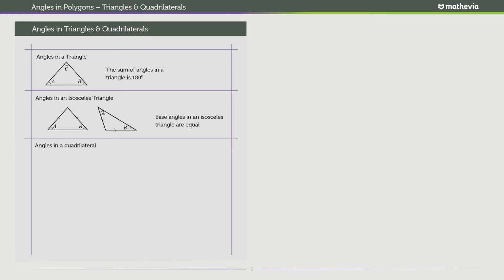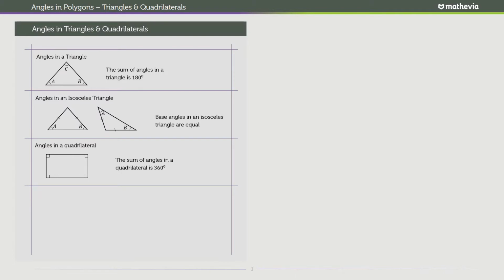Finally, let's talk about angles in a quadrilateral. For quadrilaterals, we have just one very simple rule to remember: the sum of angles in a quadrilateral is 360 degrees. Quadrilaterals have four sides, and the most common is the rectangle. Rectangles, squares, rhombuses, and kites are some of the popular quadrilaterals. We also have irregular quadrilaterals that don't have any defined shape but do have four sides, and we'll talk about those later on.